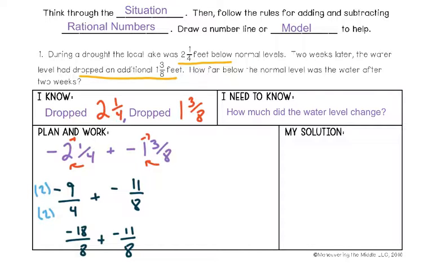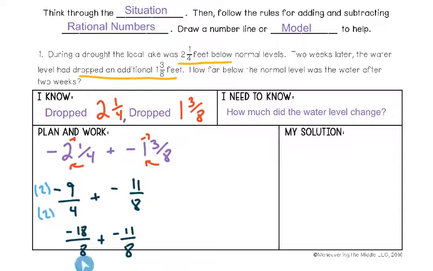So I went out of the box just a little bit, and you can too, or you can do this on a separate sheet of paper. But I just wanted to show you, all I did was convert this -9/4 into eighths by multiplying the top and the bottom by 2. I wanted it to match the denominator for the other fraction. When their shoes are the same, I can change their outfits, is what I always like to think.